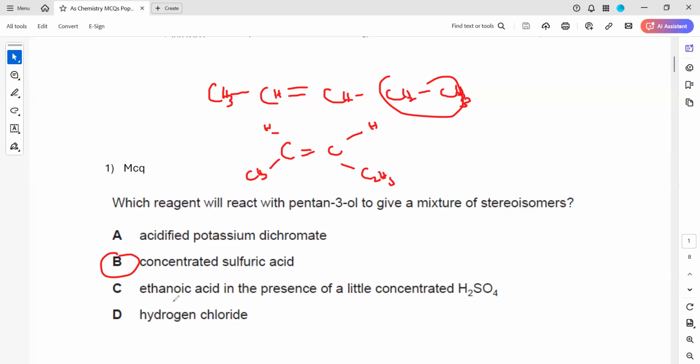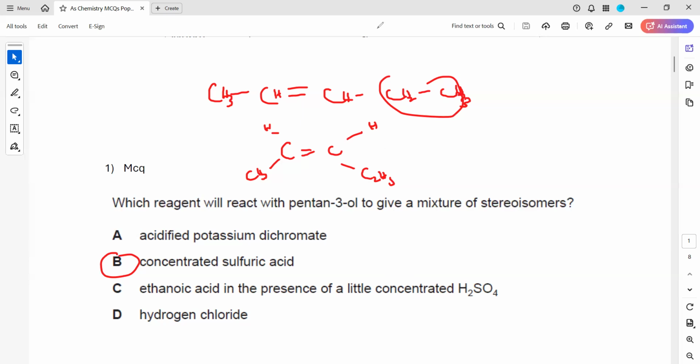Same way, if it reacts with ethanoic acid, an alcohol reacting with an acid will form an ester. To check whether stereoisomers are possible, you have to check: if it is optical, then 4 different groups should be attached to a carbon. If it is geometrical, then there should be a carbon-carbon double bond. Is it clear, this one?